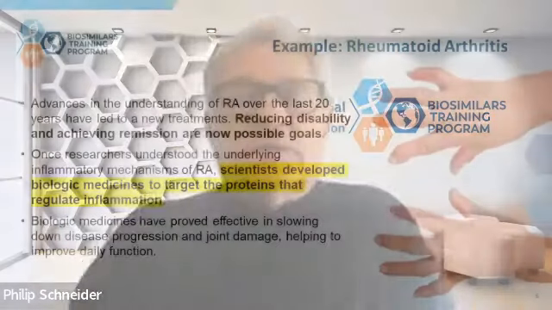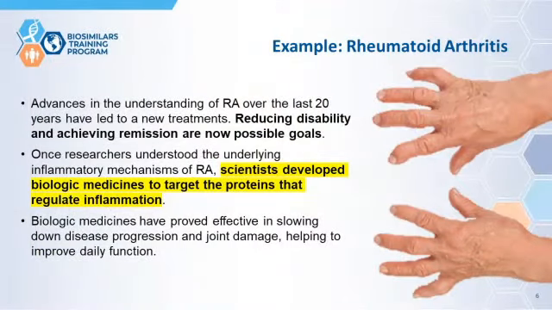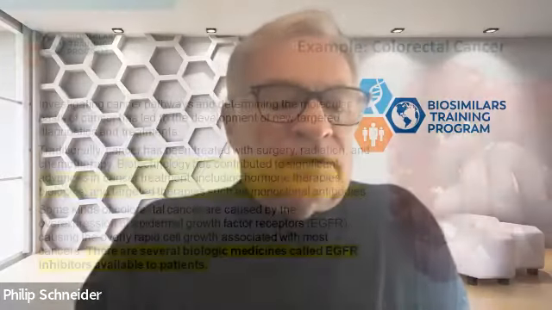So if we want to go through two examples, one would be rheumatoid arthritis. This is a very debilitating condition that causes pain and changes in lifestyle. And advances in the understanding of the cause of rheumatoid arthritis over the past 2 decades have resulted in new treatments that have reduced this disability and discomfort associated with this condition, often achieving complete remission as a possible goal. Biologic medicines have proved to be effective in slowing down the disease progression and joint damage, resulting in an improvement in the quality of life.